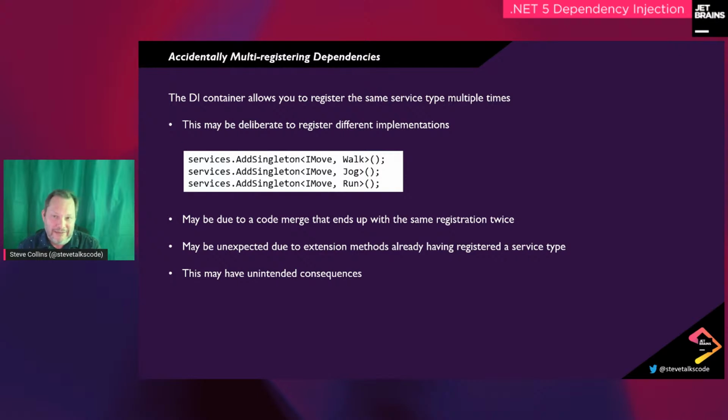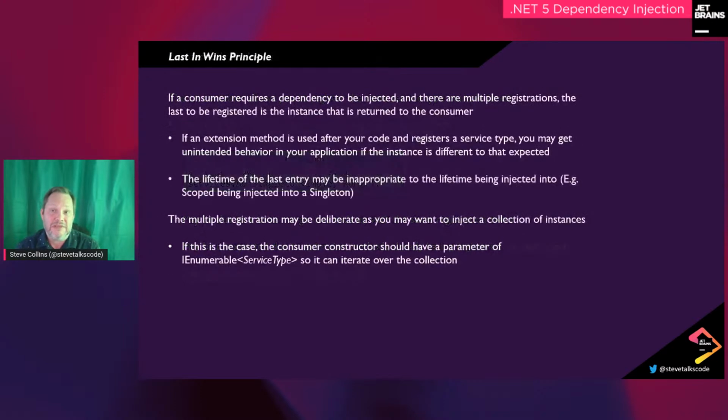However, more than likely, it's probably happened by accident. For example, you may have a source code merge that's gone wrong and the same line's been duplicated. Or there may be extension methods registering a different implementation to the one you're registering and you don't know about it. Whatever the reason, there can be unintended consequences because of the way the container works, namely the last in wins principle. So if you call an extension method after your registration, it'll be the extension method's implementation that gets resolved by the container.